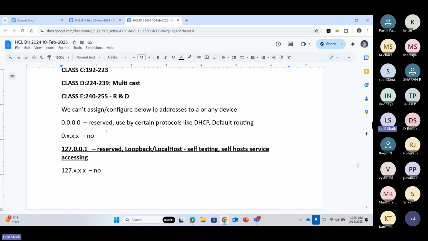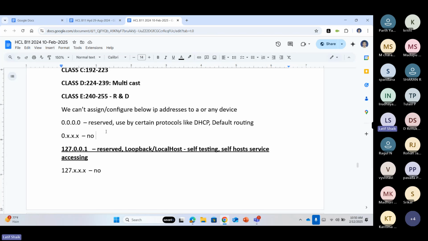In some other places, like in a network, permit all or deny all IP addresses, to represent that you can also use 0.0.0.0. It means all IP addresses. We use it for different purposes, that's why it is a reserved IP. Anyway, that 0 series we are not able to configure on any device itself.